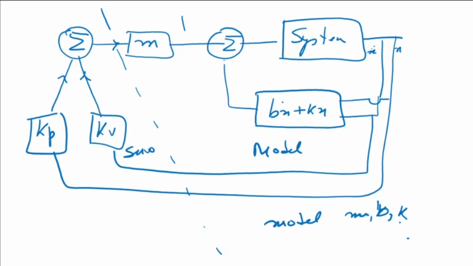What are we partitioning? We have partitioned the total system into two parts, the servo part and the model part, such that if there is any variation in the M, B or K, it is taken care of in the model part itself, and whatever servo action is going on is taken care of by KP and KV, which are on this side. Such controllers are called partitioned control systems.